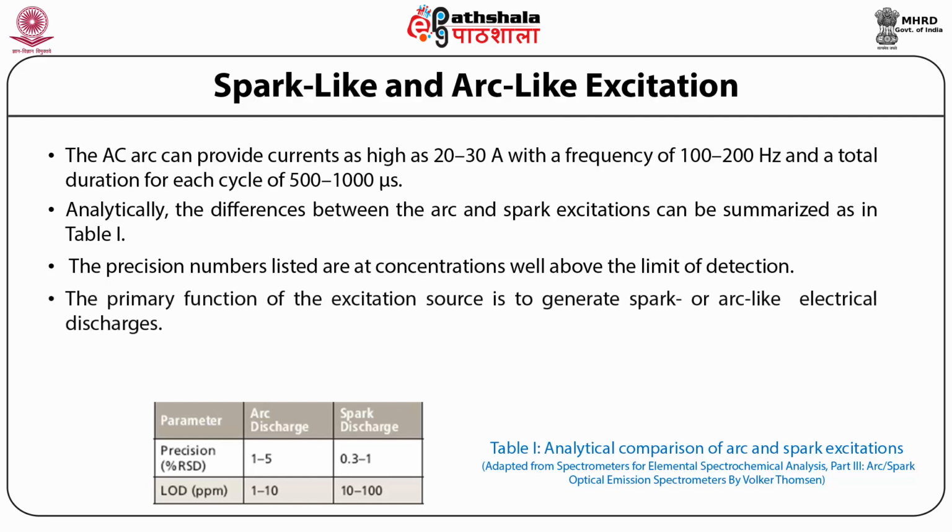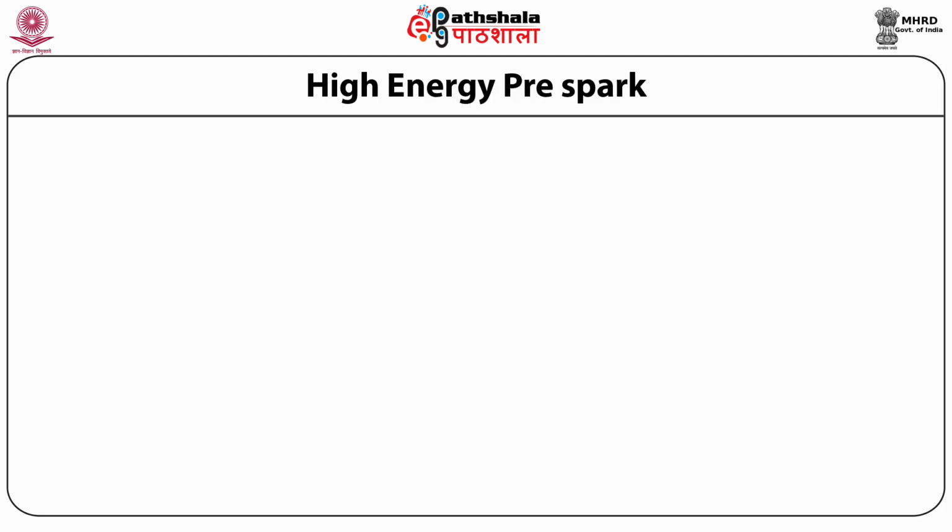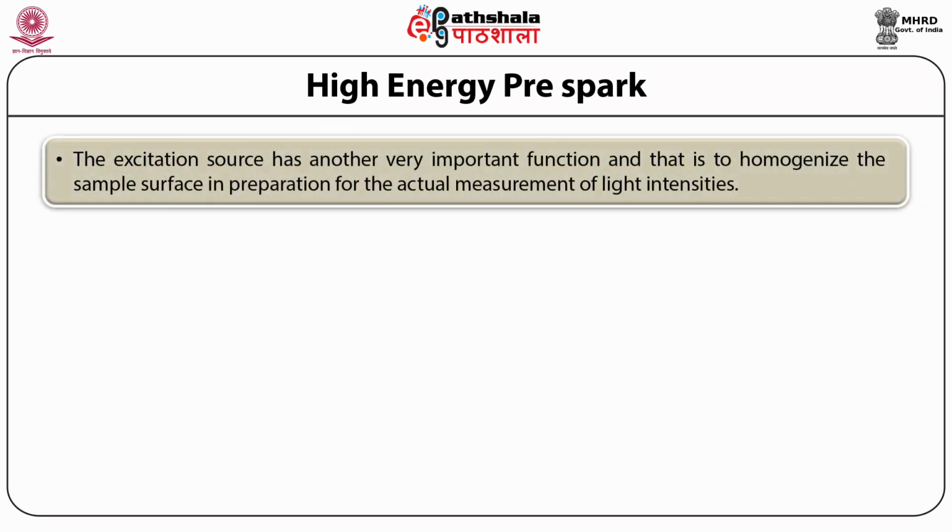The primary function of the excitation source is to generate a spark or arc-like electrical discharge. These will vaporize sample materials and produce excitation of the electrons of the atom for the measurement of spectral light intensities. High energy pre-spark. The excitation source used in arc-spark optical emission spectroscopy has another very important function, and that is to homogenize the sample surface in preparation for the actual measurement of the light intensities.